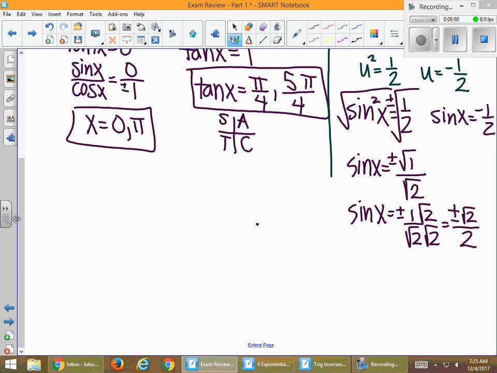And now we have our 2 places for solutions. So sine is negative 1/2 at 7 pi over 6 and 11 pi over 6. Quadrant 3 and quadrant 4. And for our plus and minus radical 2 over 2, we need all the fourths.